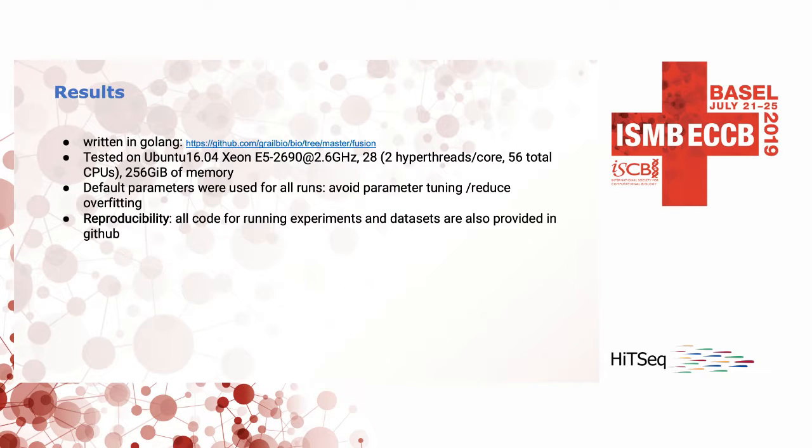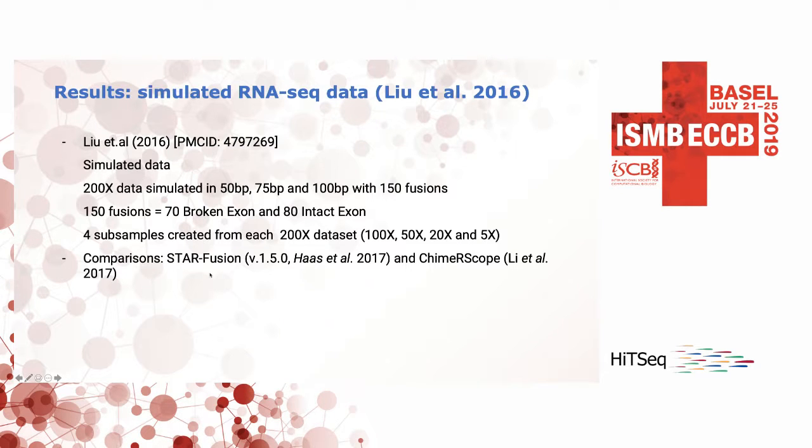So here are some results. The program is written in Go, and the default parameters were used for all the following runs. This is simply to avoid parameter tuning and to reduce overfitting as much as possible. For reproducibility purposes, all the experiments we ran, the data sets, and the scripts used to generate results are online on GitHub. So there are 3 types of data sets.